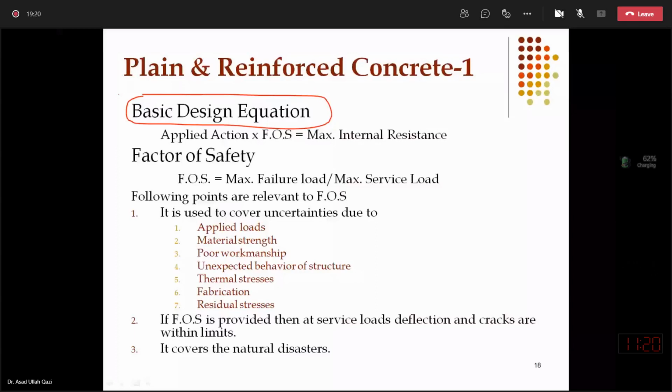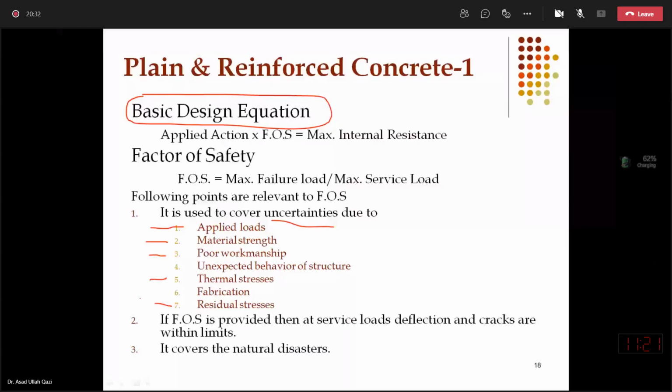so that in case of some uncertainties, which are summarized underneath: uncertainty in assessment of the loads, uncertainty in terms of estimation of material strengths, poor workmanship at site, unpredictable or unexpected behavior of the structure, some thermal stresses or residual stresses can alter the demand, and also some imperfections in fabrication can change the cross sections and the demand as well, or can reduce the resistance. So in this way, factor of safety must be present whatsoever methodology, allowable stress or ultimate strength design, you want to follow.